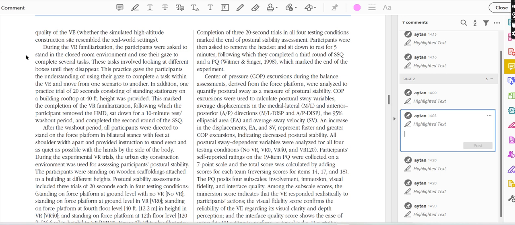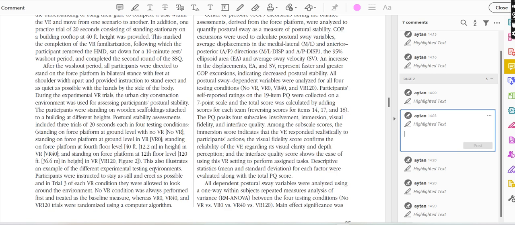Postural stability assessments included 3 trials of 20 seconds each in 4 testing conditions: standing on force platform at ground level with no VR, standing on force platform at ground level in VR, standing on force platform at 4th floor level, 40 feet in height, in VR, and standing on force platform at 12th floor level in height, in VR. This also illustrates an example of the different experimental testing environments.